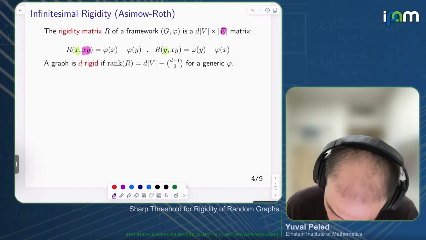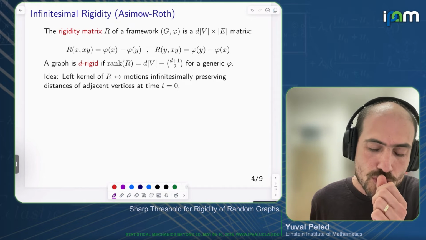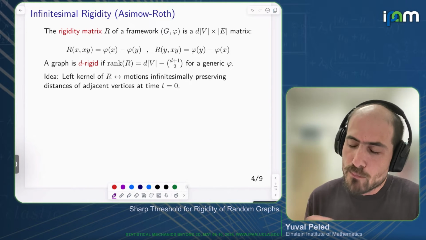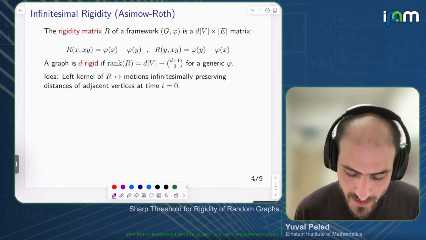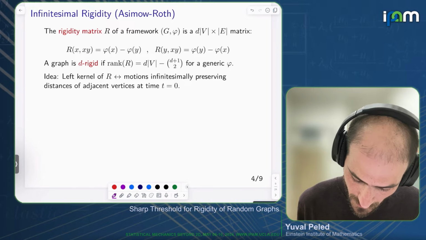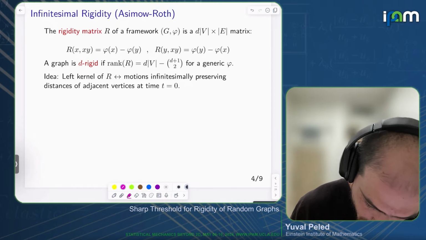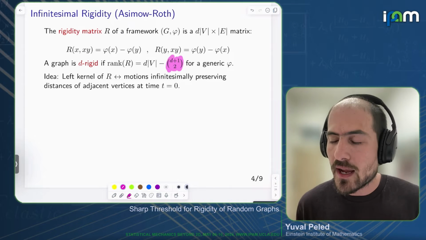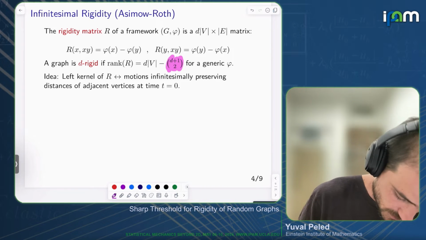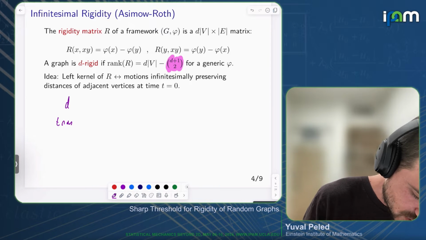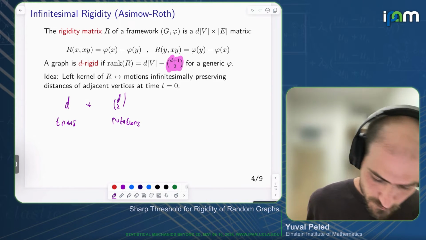Just to reiterate the idea, the left kernel of this matrix is in correspondence with motions of the vertices that infinitesimally preserve the distance of adjacent vertices, and this explains partly this (d+1 choose 2) number. These come from the dimension of the isometries. So you have d translations plus (d choose 2) rotations, and these are the trivial motions.